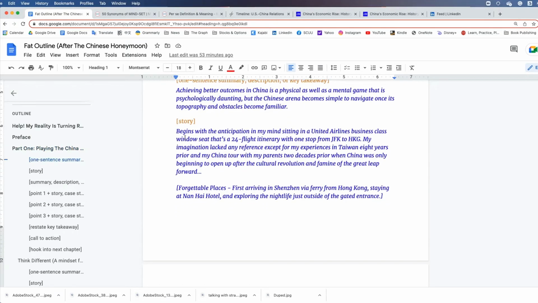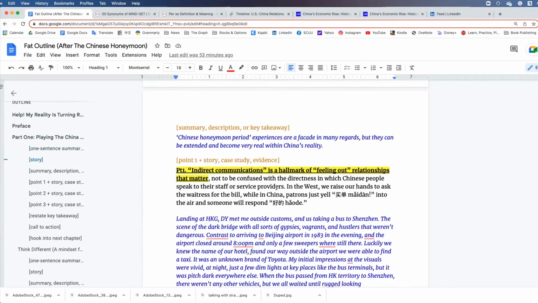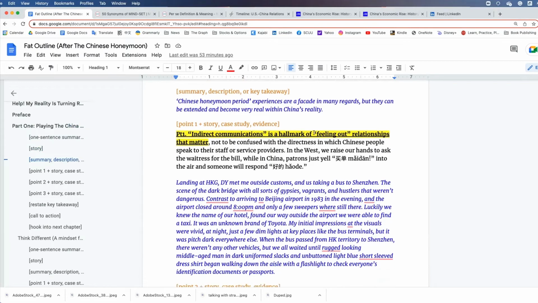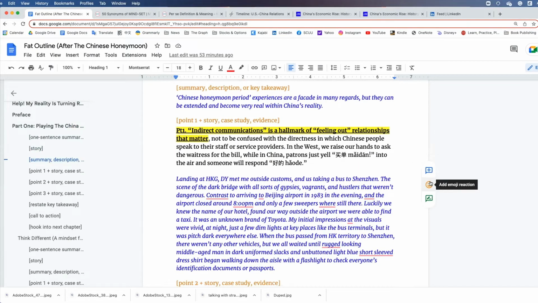So this is basically it begins with the anticipation in Eddie's mind, sitting in a United Airlines business class window seat on a 24-hour itinerary from JFK to Hong Kong, where he has to transit into Shenzhen and get into mainland China. So I'm telling the firsthand story of Eddie Lee and what he's thinking as he's getting on the plane. And then you have a summary, a description of the key takeaway, and then you have to make your points. What are the things you really want to talk about in each section?